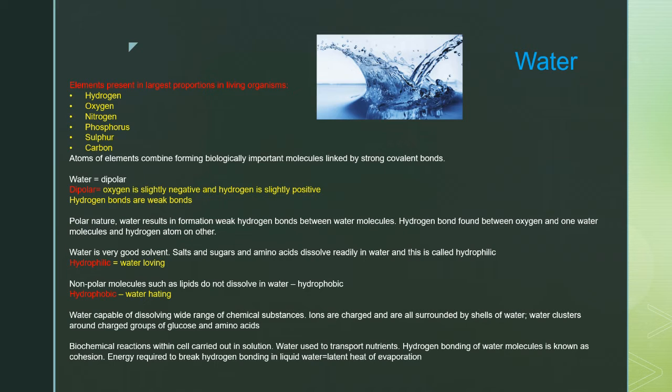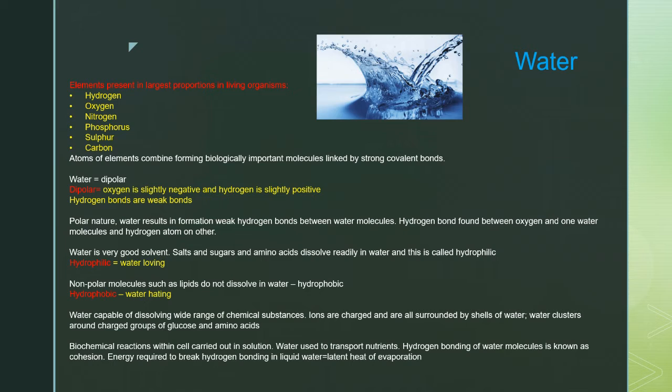So the atoms of elements combine forming the biologically important molecules, and these are linked by strong covalent bonds. We know water is a dipolar molecule, but what does dipolar actually mean? Well, it means that oxygen is slightly negative, but the hydrogen is slightly positive. These hydrogen bonds are weak bonds.